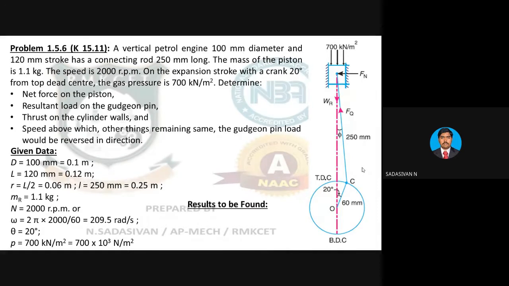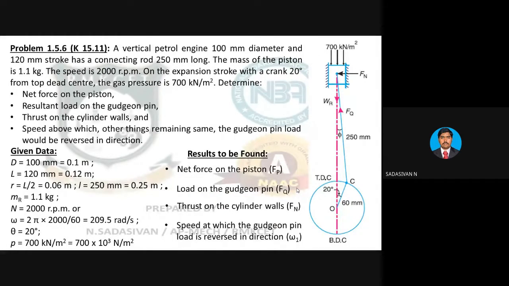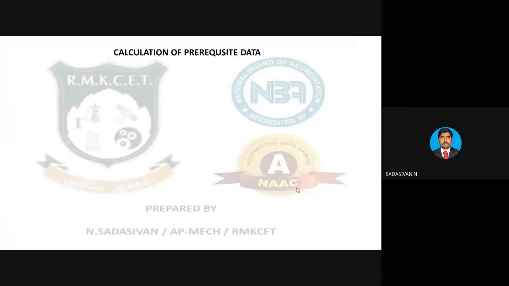So what are all the things I'm going to find out? The same things that are asked in the question. Net force on the piston, FP. Load on the gudgeon pin. This could be FP or FQ, but since I'm already finding FP in the previous question, this should be FQ. They are almost equal. Then thrust on the cylinder walls, FN. The speed above which the gudgeon pin load reverses is omega 1. To do all this, first I have to find FP. To find FP, what is the formula? Prerequisite data calculation: obliquity ratio l by R. Connecting rod length is 0.25.